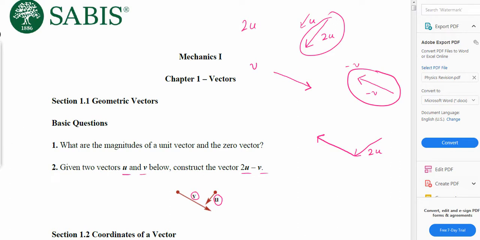Now let me draw the resultant vector. The tail of the resultant vector will be at the tail of the first vector, and the head of the resultant vector will be at the head of the last vector. So it will be like this. This will be the resultant vector. So this will be my answer, and this is equal to 2u minus v.